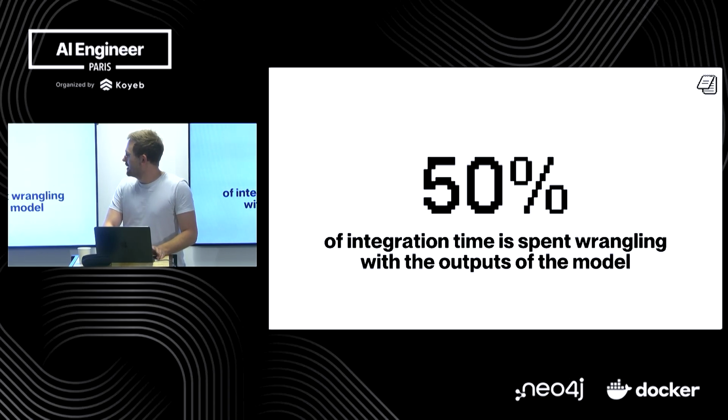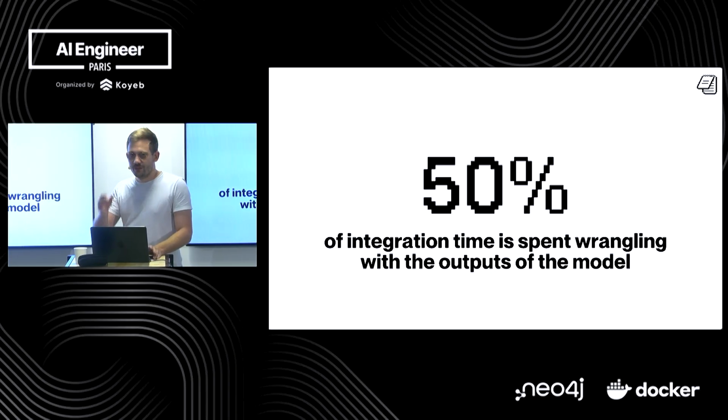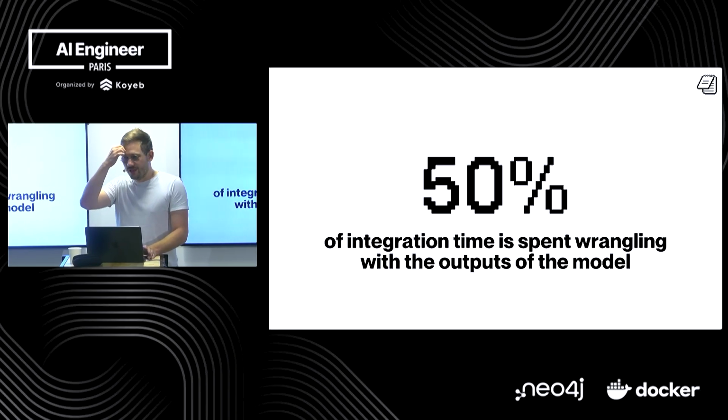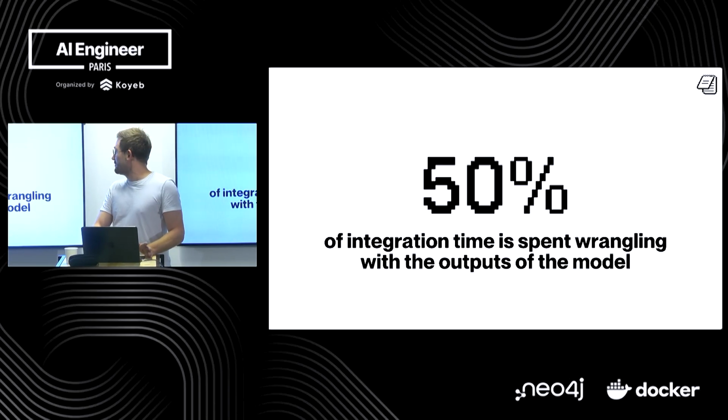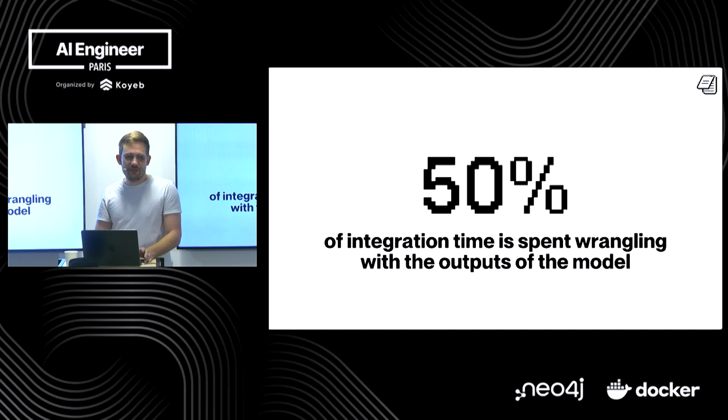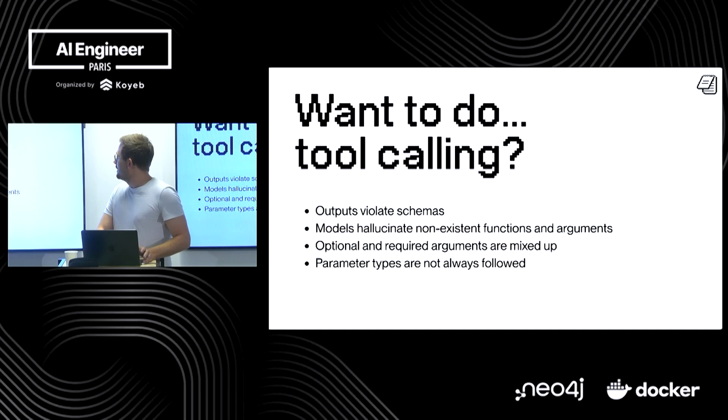So the big number, and that comes from hundreds now of conversations with developers, mostly in enterprise, is that roughly 50% of the integration time of large language models in production systems is not spent prompting, it's not spent on infrastructure, it's actually spent wrangling with the outputs of the models. It's like trying to make them fit in whatever format your legacy systems need. And that's not an exception with function calling.